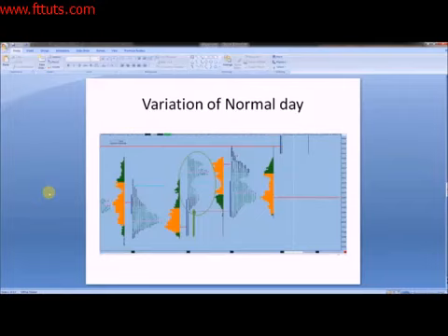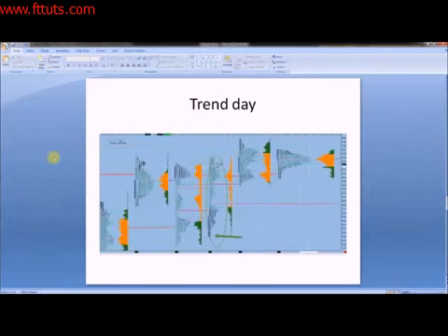So two days so far that we've been through. One is incredibly rare, our normal day. Variation of a normal day, slightly less rare. You know, we tend to get those, we tend to see them. How would you actually then go about trading when you've got those profiles, the B and the P profiles?